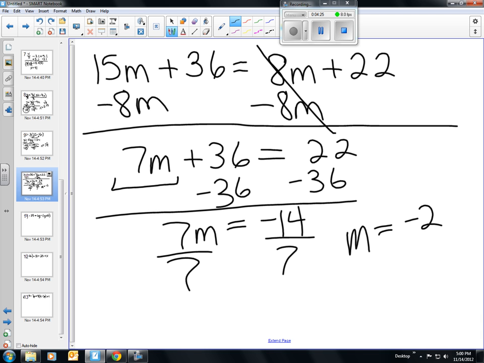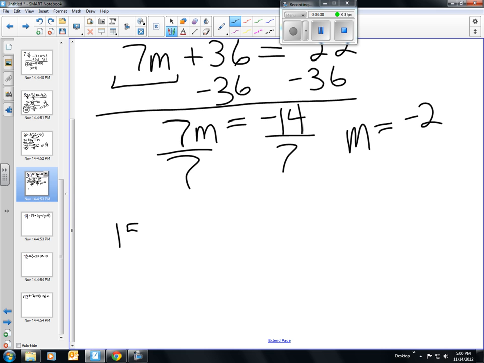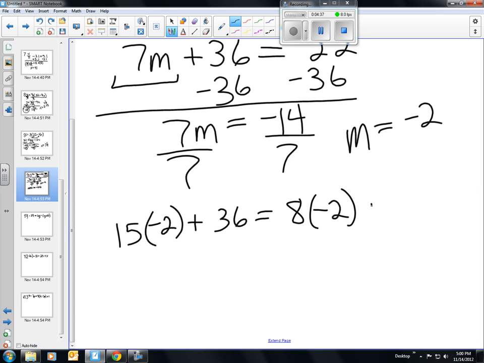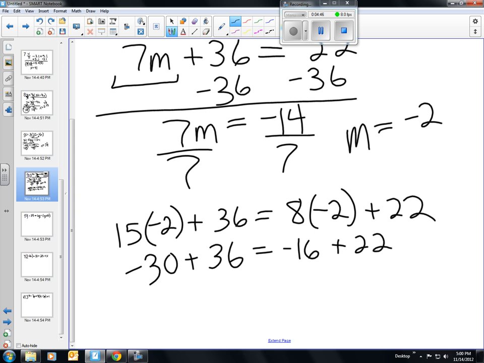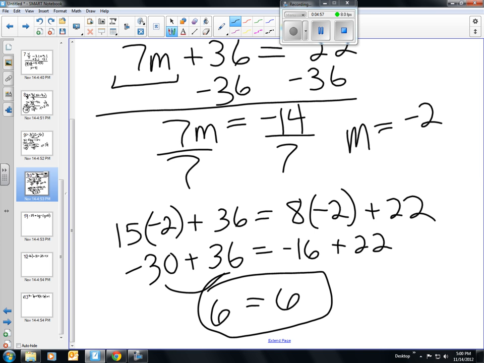If we wanted to check our work, we could simply put -2 in for everywhere we see m. So we could say 15 times -2 plus 36 is equal to 8 times -2 plus 22. This would be -30 plus 36 equals -16 plus 22. Over on the left side you'd get 6, and on the right side you would also get 6. So yes, this does check out. -2 is a legitimate answer for that.